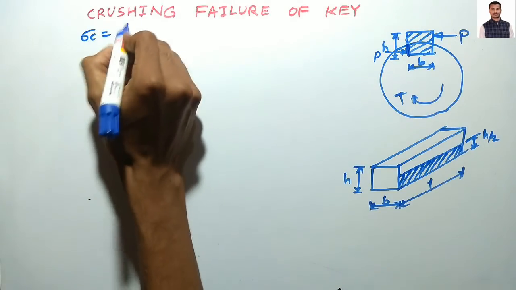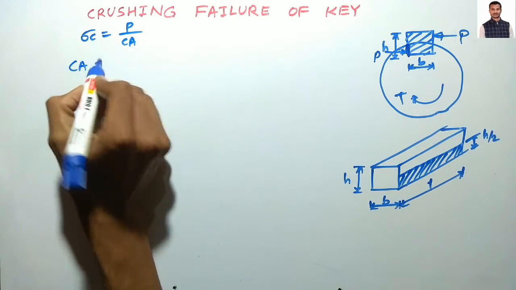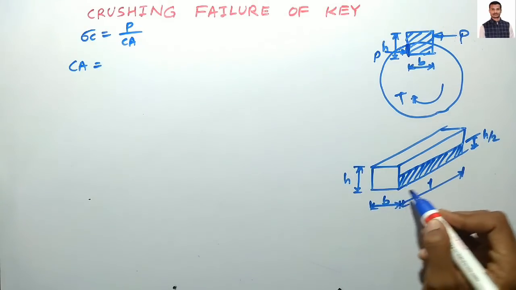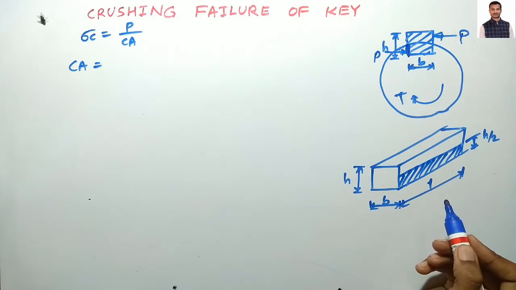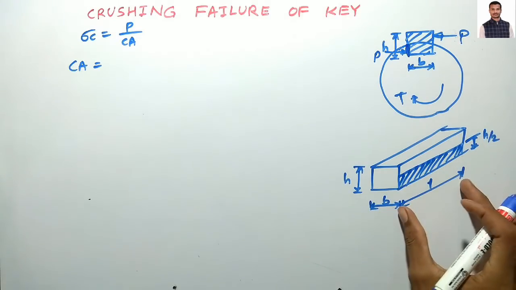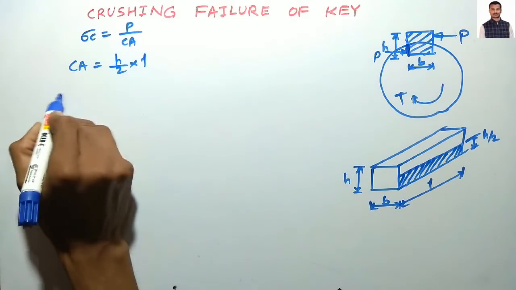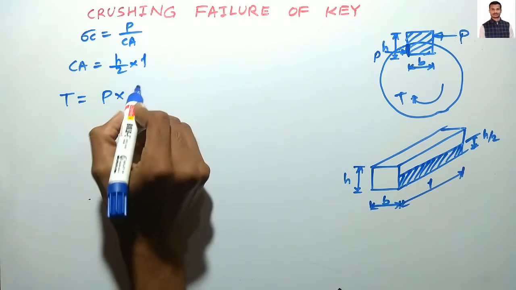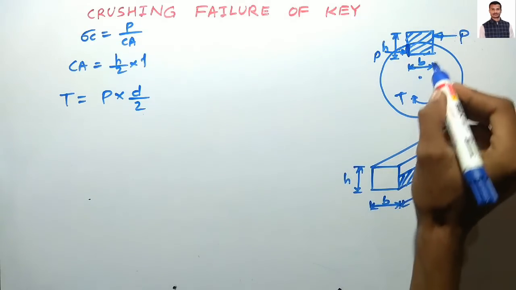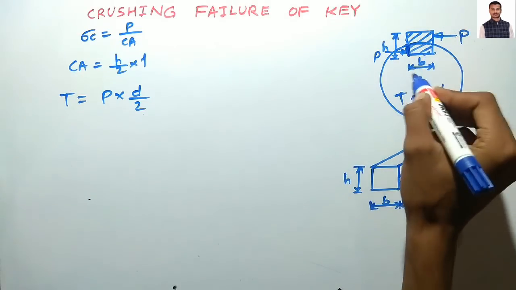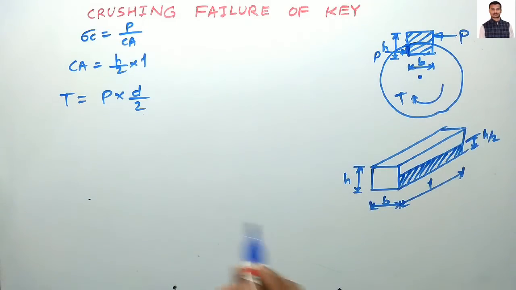Now we know that sigma C is equal to P divided by crushing area. So what is crushing area? Crushing area is equal to H by 2 into length L. Now we know that torque is equal to force into perpendicular distance, that is D by 2. Perpendicular distance of this section from center of shaft. So that is D by 2.